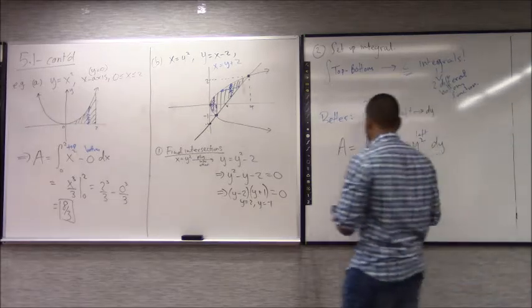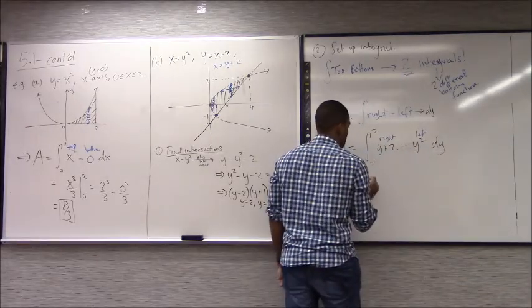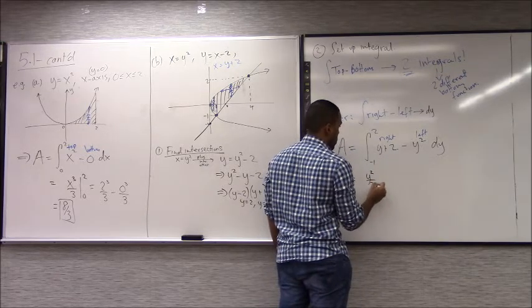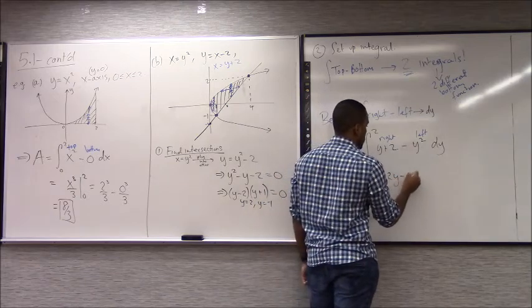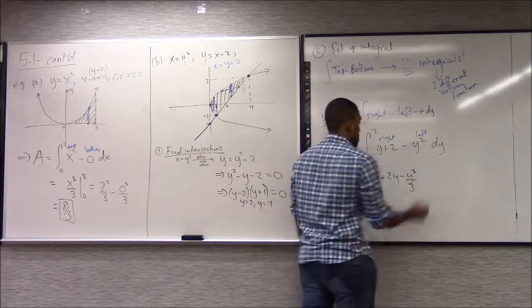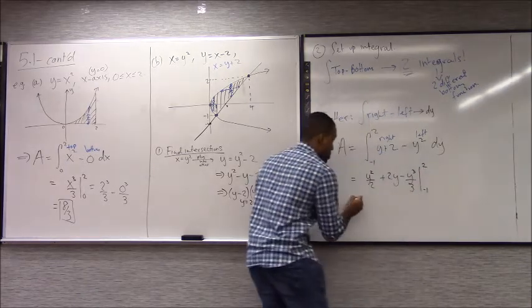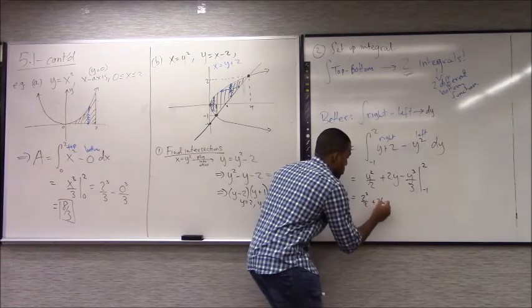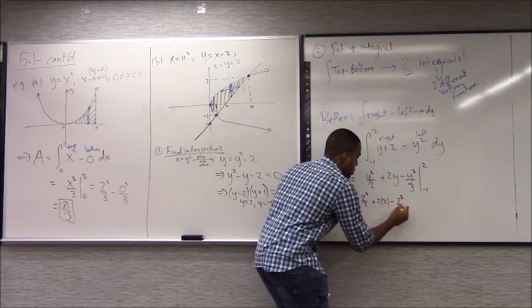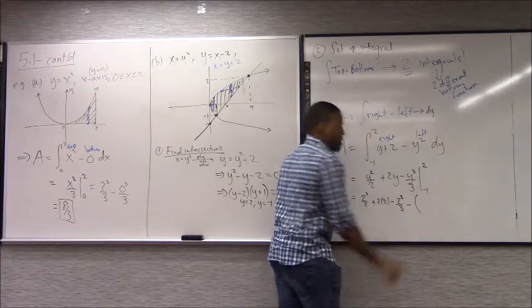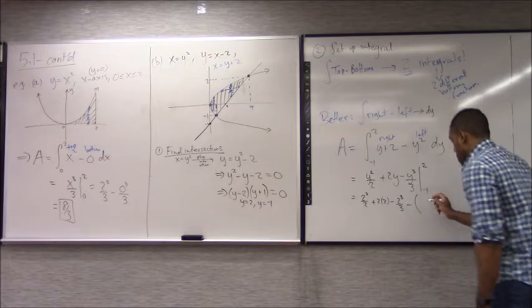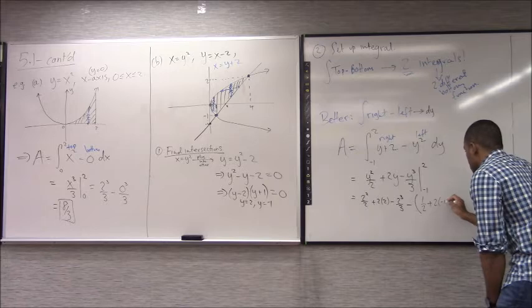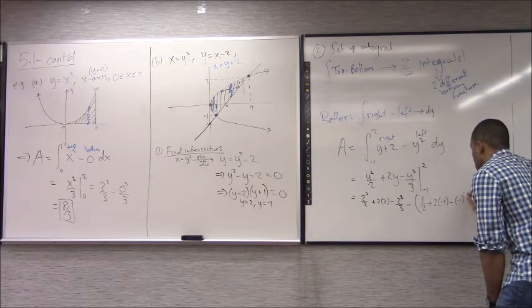And from now on, it's just based back in Calc 1. So this, you integrate with the power rule, add 1 to the power, divide by the new power: 2y, this is y squared over 2, and this is y cubed over 3. And this is between minus 1 and 2. So you plug in the top number, 2 squared over 2 plus 2 times 2 minus 2 cubed over 3, minus parentheses, you plug in the bottom number. Minus 1 squared is just 1, plus 2 times minus 1, minus minus 1 cubed over 3.